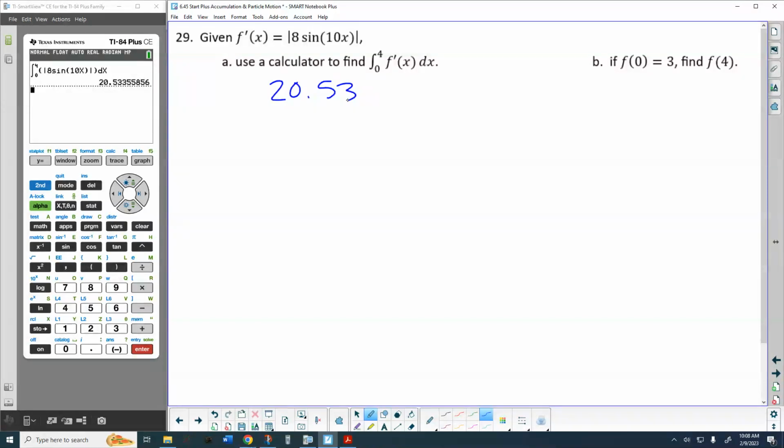So what 2 correct answers would be accepted for this? Yeah, both 20.533 and 20.534 would be acceptable. Okay, so now we have more information. If f of 0 is 3, what is f of 4? Can you figure that out?